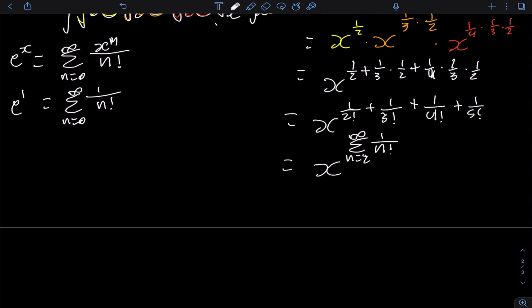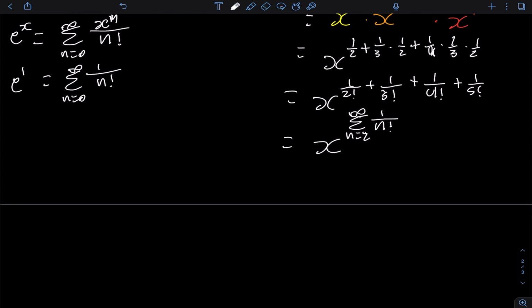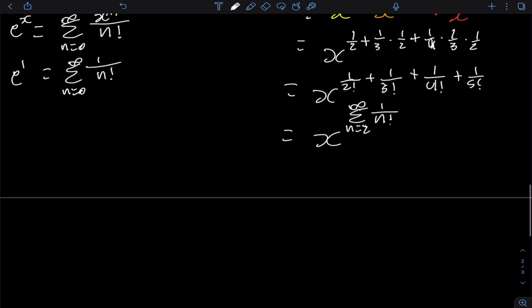So we are almost done, because we see that e to the first power, which is what corresponds to x being 1, is just this summation right here. However, what we notice is that the starting value is different. We're starting from n is 0, and here we're starting from n is 2. So how do you figure that out? Well, let's see what this looks like.